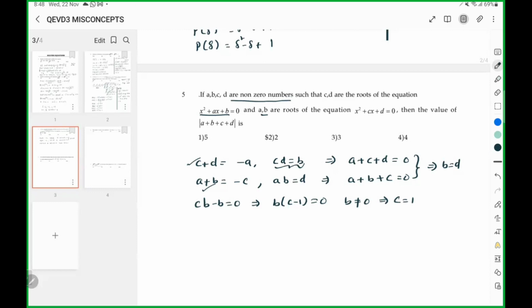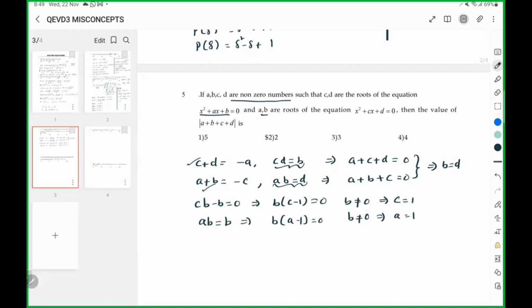So similarly, in place of D, if I write B in this equation, AB equal to B, so B times A minus 1 equals 0, B not equal to 0, which implies A is equal to 1. So I got the A value and the C value.